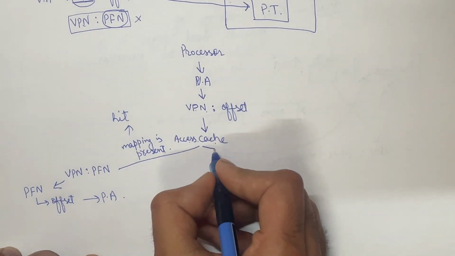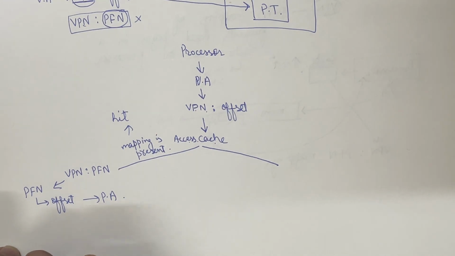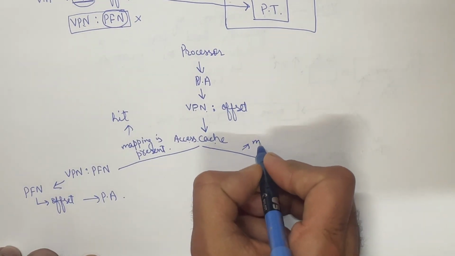However, if we are not able to get the mapping, if the mapping is not stored in the cache, that means there is a cache miss.